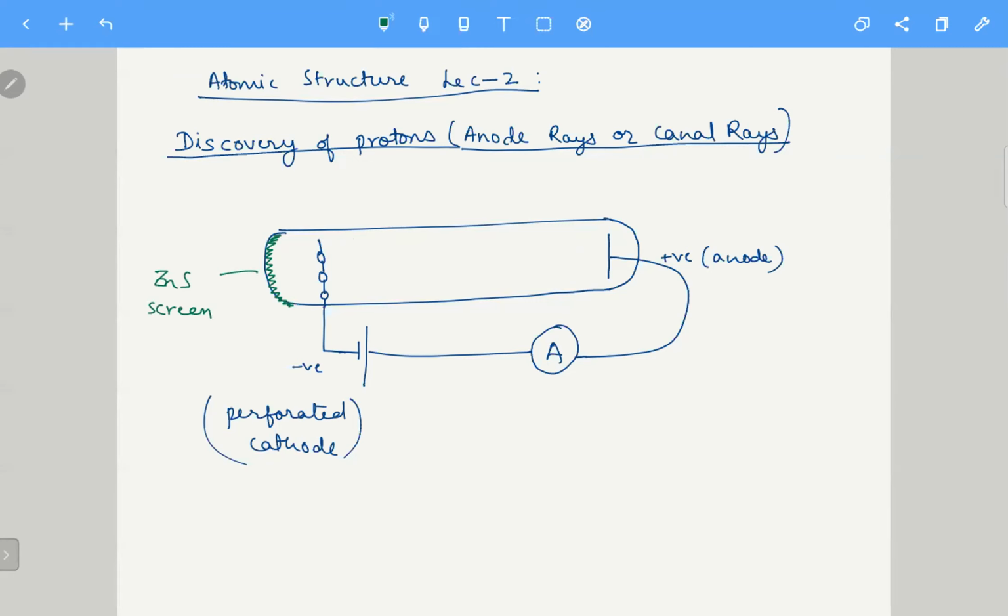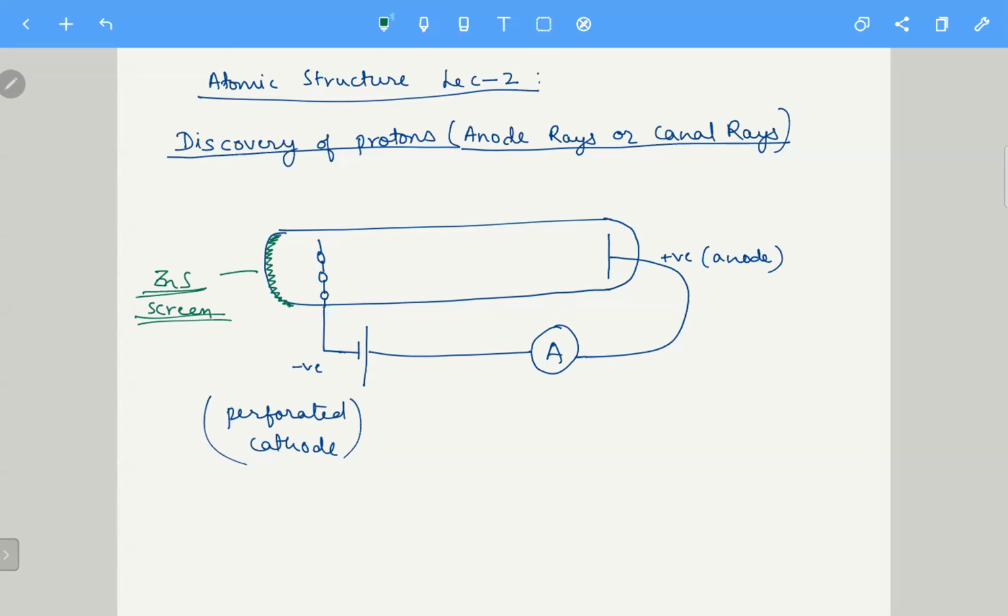But when a perforated cathode was used, a significant glow was produced. The zinc sulfide screen, the fluorescent screen, started glowing in the presence of a perforated cathode. So this indicated the presence of some other particles traveling in the opposite direction from the cathode rays. They were termed as anode rays or canal rays.